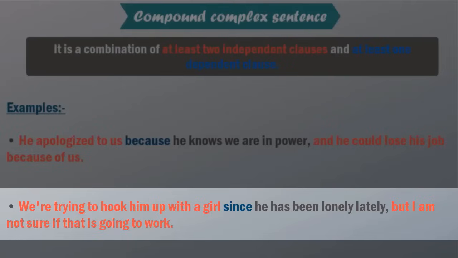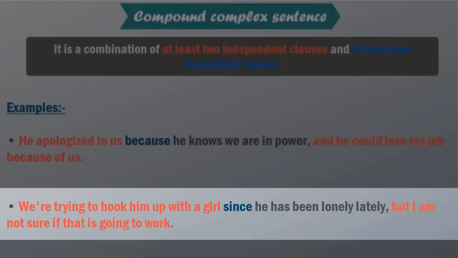We are trying to hook him up with a girl since he has been feeling alone lately. But I'm not sure if that is going to work. We are trying to hook him up with a girl. That is an independent clause, right? Gives a complete meaning. Clear idea. Since he has been feeling alone lately. Dependent clause starting with a subordinating conjunction, since, right? But I am not sure if that is going to work. But, coordinating conjunction, adds independent clauses. So I am not sure that's going to work is an independent clause. And that's why we've used a comma before the coordinating conjunction.